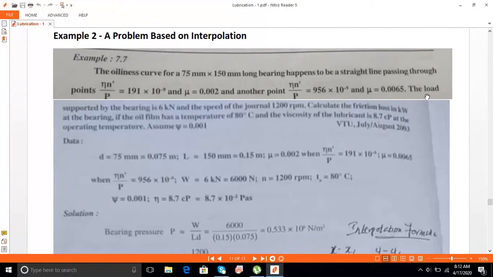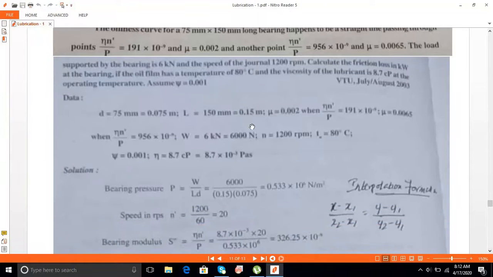And our data, whatever they have given, for the problem: the load supported by the bearing is given, that is W, and speed is given. We need to calculate the frictional loss, and the operating temperature is also given, and the viscosity is also given. So now we also need to calculate the bearing characteristic number for this particular data. So for that, S double dash is equal to nu n dash by P.